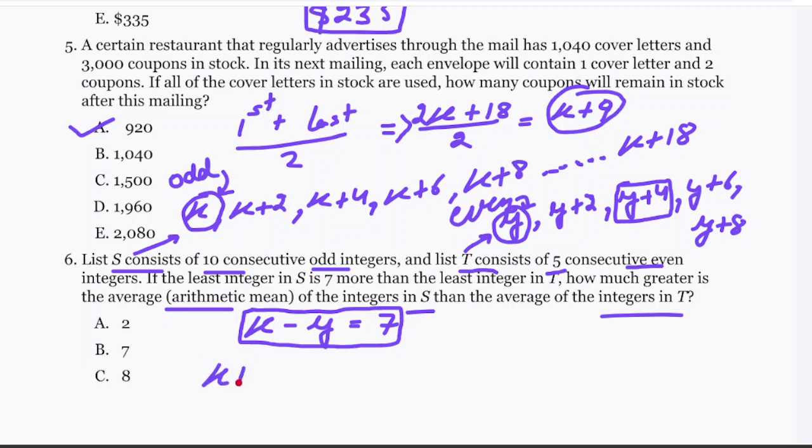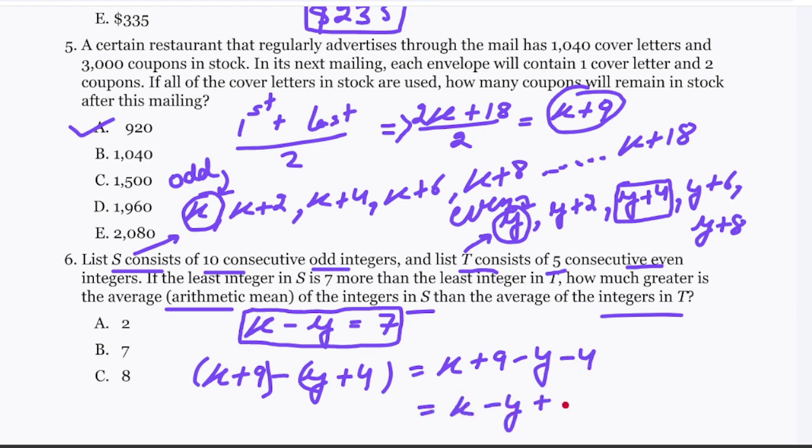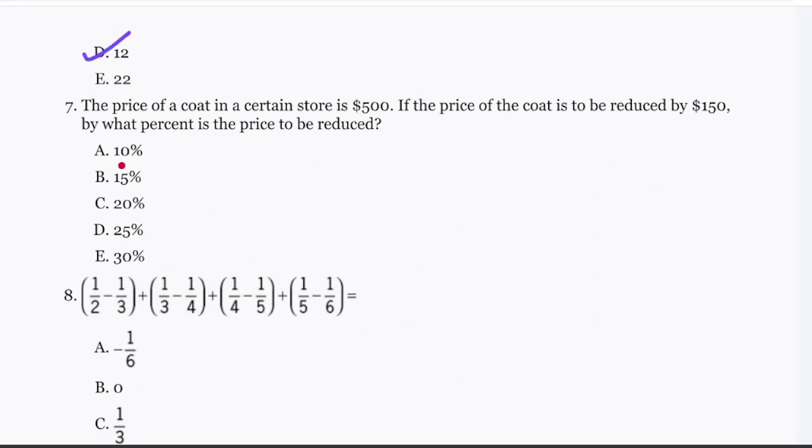So x plus 9 minus y plus 4, sorry, which is the average. Is it clear till here? Yes. That means I need to find out x plus 9 minus y minus 4, which is x minus y plus 5. Now the value of x minus y is 7, so 7 plus 5, that means it is 12 more than the average of T. So my answer is 12, I mean option number 4.